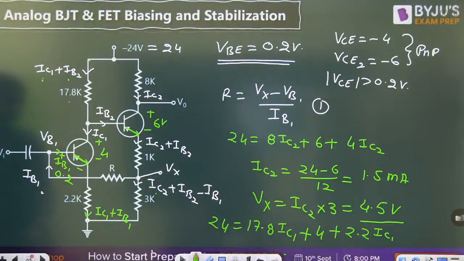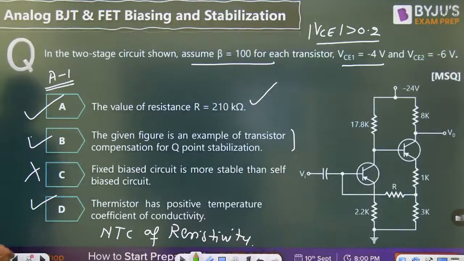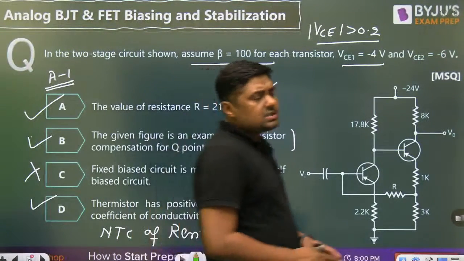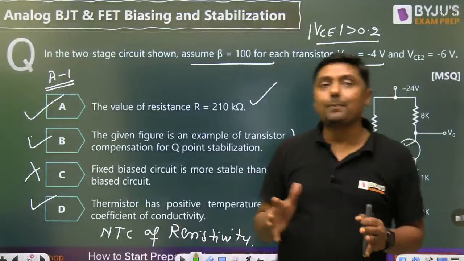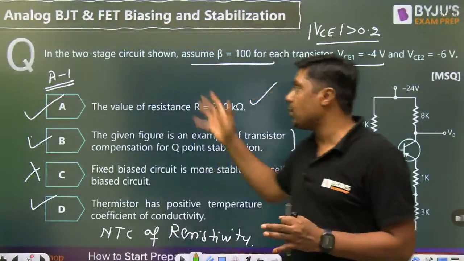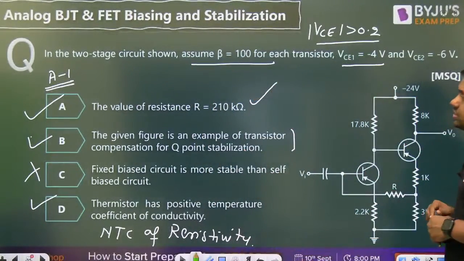This is the answer, and that's why this is also correct. A is right, B is right, D is right, C is wrong. That is the multiple select question. In this type of questions, we have to use what? Approximation. Okay, you use the approximation and try to solve this question.